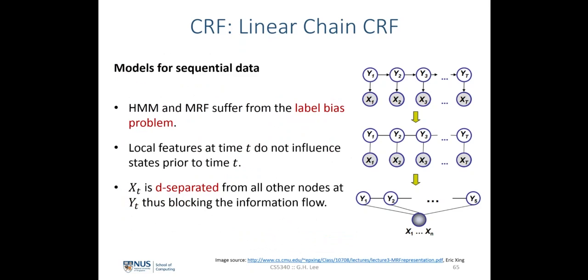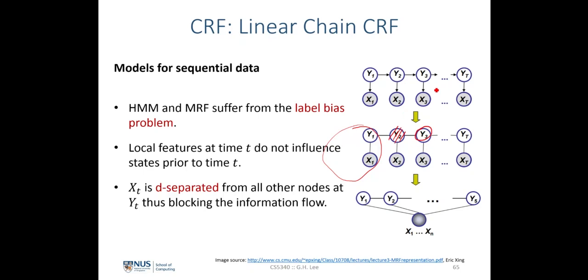You can see that the hidden Markov model and the MRF suffer from what we call the label bias problem, because we do not model the relation between all the observed random variables in these two cases. What this means is that the local feature at time t does not influence the state that is prior to time t. In other words, if we condition upon what we have observed here, then all the random variables preceding y2 would be de-separated, or decoupled. It will be conditionally independent from y3, for example.